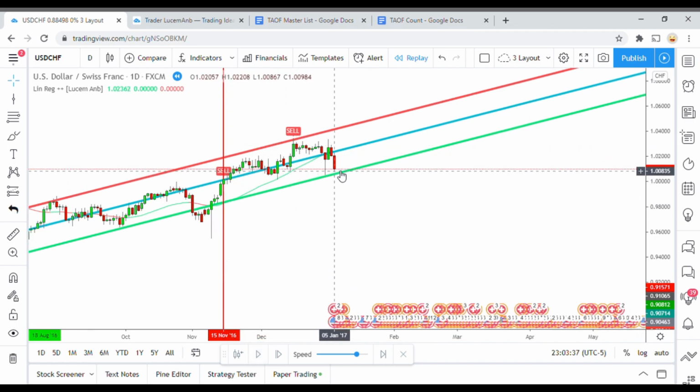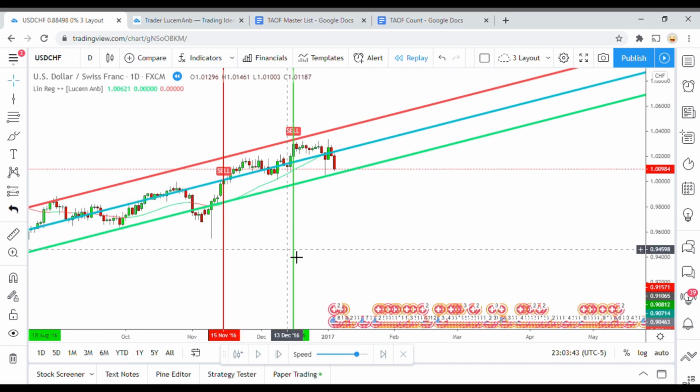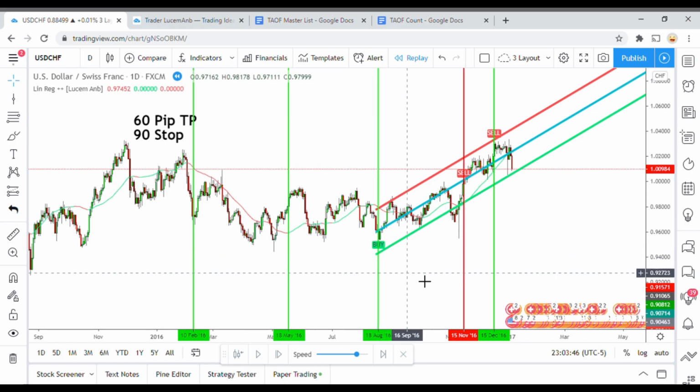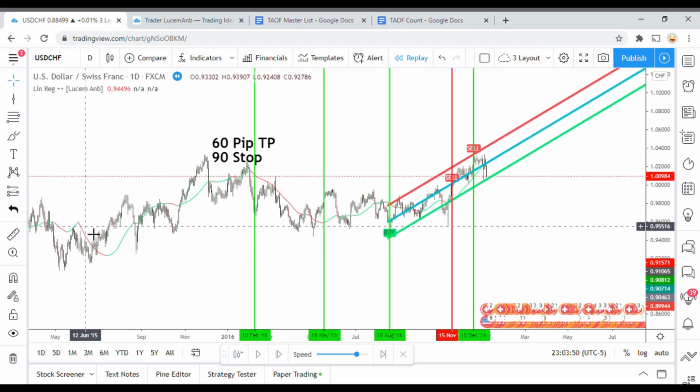And it finally gets a decent push to the downside, giving us one more winning trade. All right, so there we have it. We have 1, 2, 3, 4, and 5 trades all together. And we have 1, 2, 3, and 4 winning trades. So that's definitely going to meet the 60% criteria.